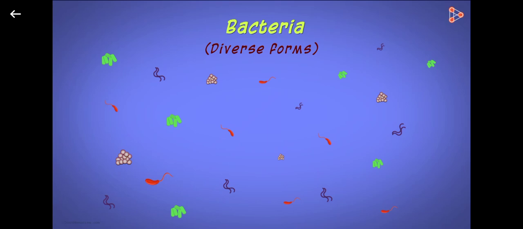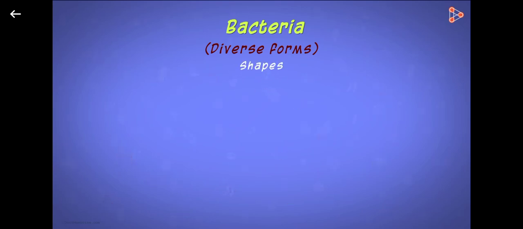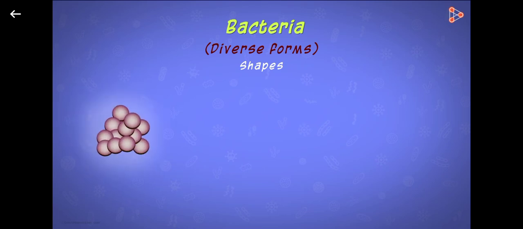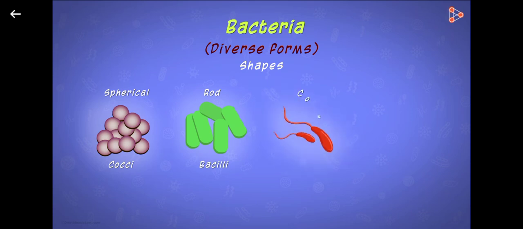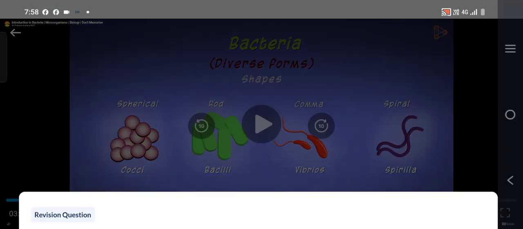It's simple. We classify them into categories. Based on the shapes, we classify them into 4 major groups. As we can see here, the spherical ones are called coccus, or plural cocci. Then these rod-shaped ones are called the bacillus, or plural bacilli. Then we have these comma-shaped bacteria called vibrio, plural vibrios. And lastly, we have these spiral-shaped ones called the spirillum, or plural spirilla.